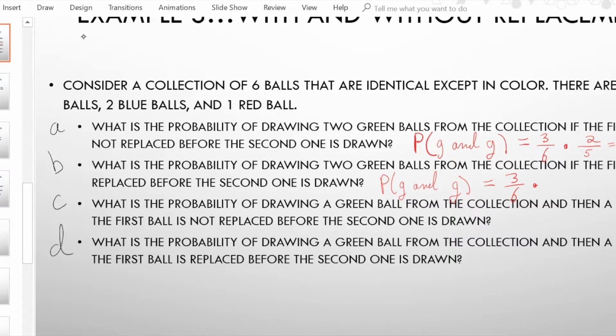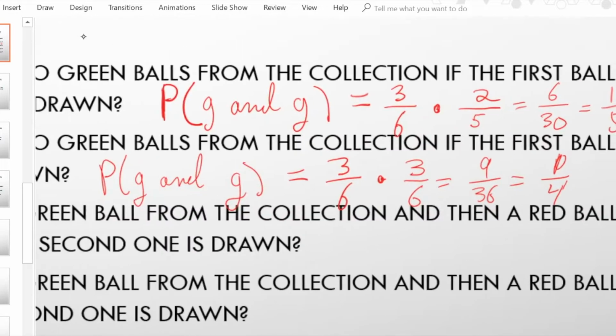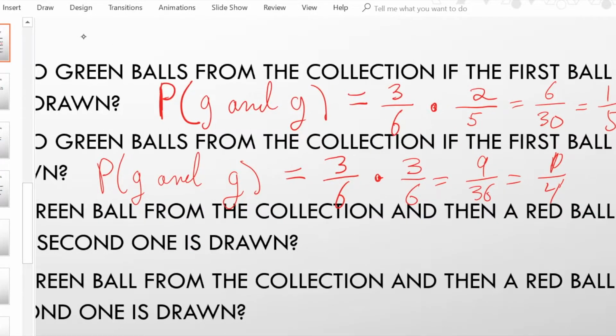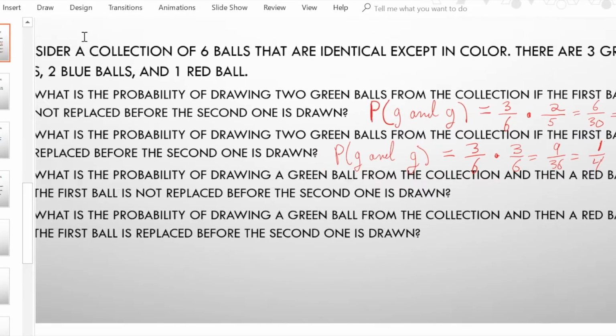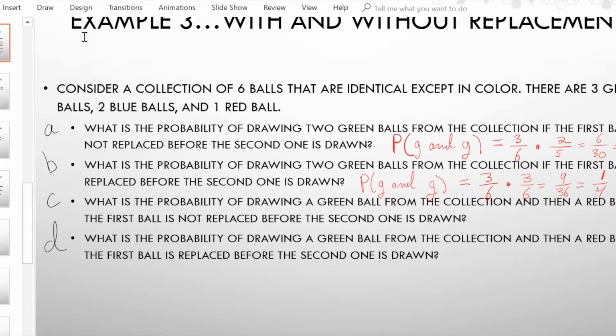So what is the probability of drawing the second green ball? 3 out of 6 again. So multiplying across, 3 times 3 gives me 9 out of 36. Reducing gives me 1 out of 4, or 0.25, or 25%. That is not looking like a 1. My bad. 1 out of 4.